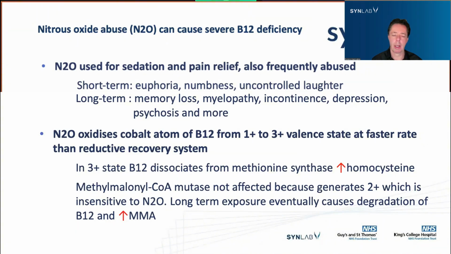So, if you need to evaluate B12 status in someone who's been abusing nitrous oxide, be careful to select the correct biomarker. And you should use, in this case, homocysteine, because the assays for serum B12 and active B12 are unable to differentiate between the different forms of B12 that have different valence states of the cobalt. You could have someone who's severely deficient, but their serum B12 and active B12 results will still come back as normal. So that can delay diagnosis. So that is something to think about.